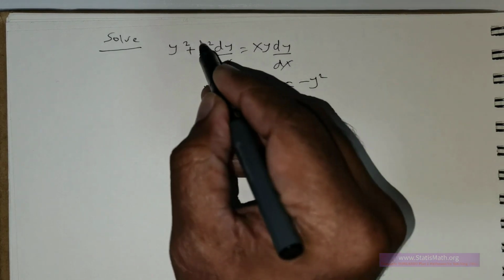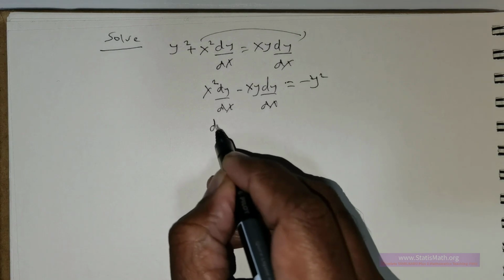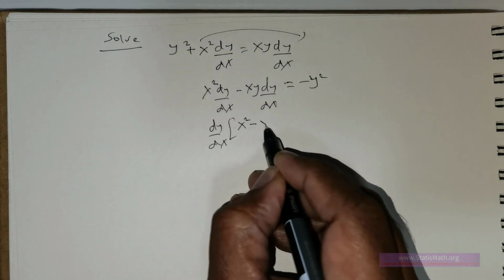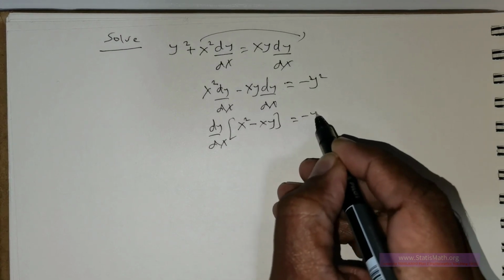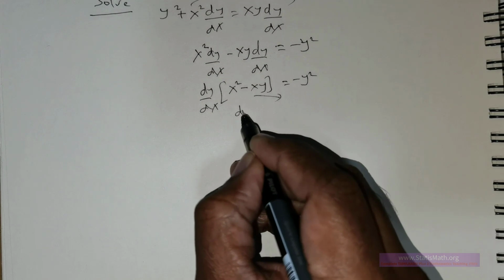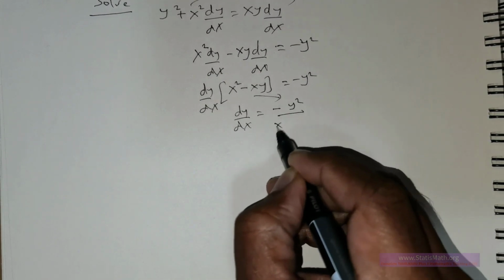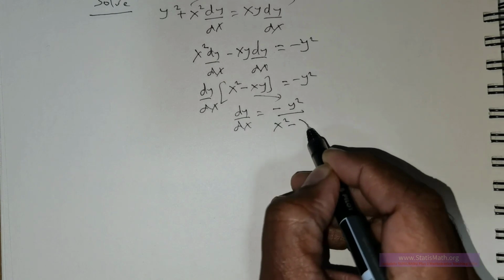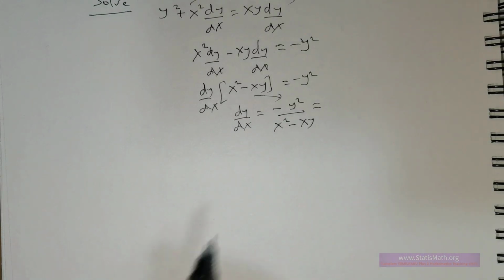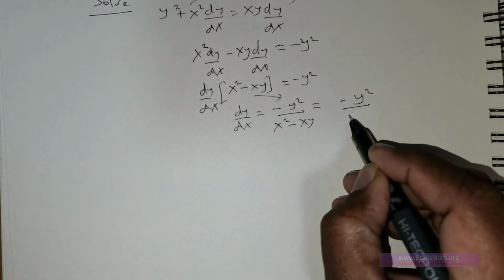negative y squared. I'm moving the y squared to the other side. So this is going to be dy/dx of (x squared minus xy) equal to negative y squared. Moving this down would give us dy/dx equal to negative y squared divided by x squared minus xy. I don't want a negative sign in the numerator for y, so I'm going to rewrite this as negative of y squared.